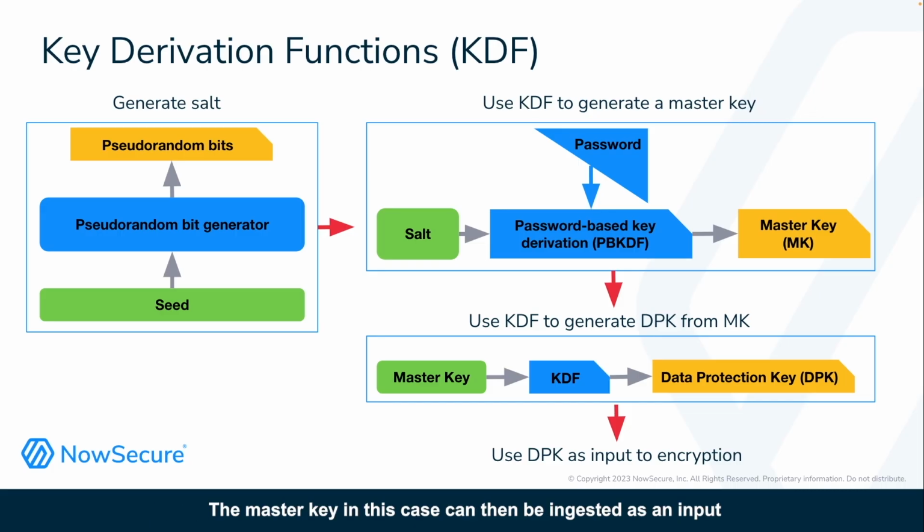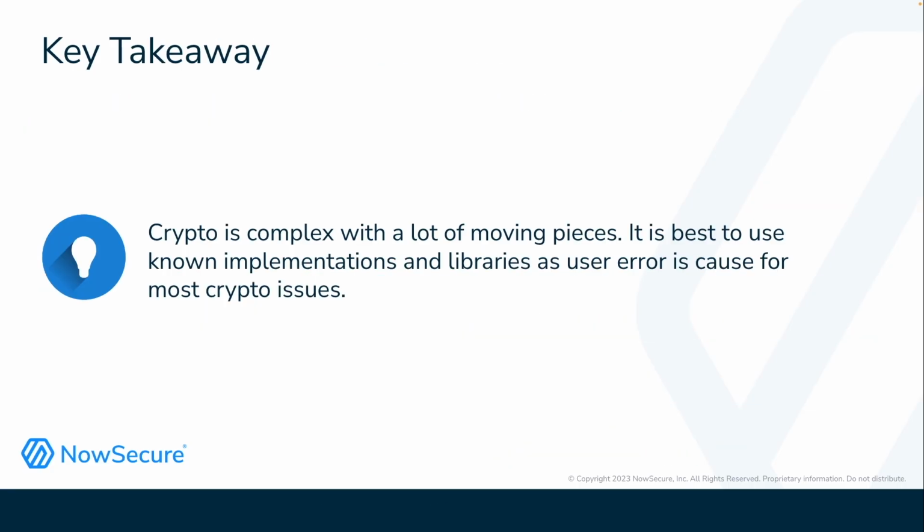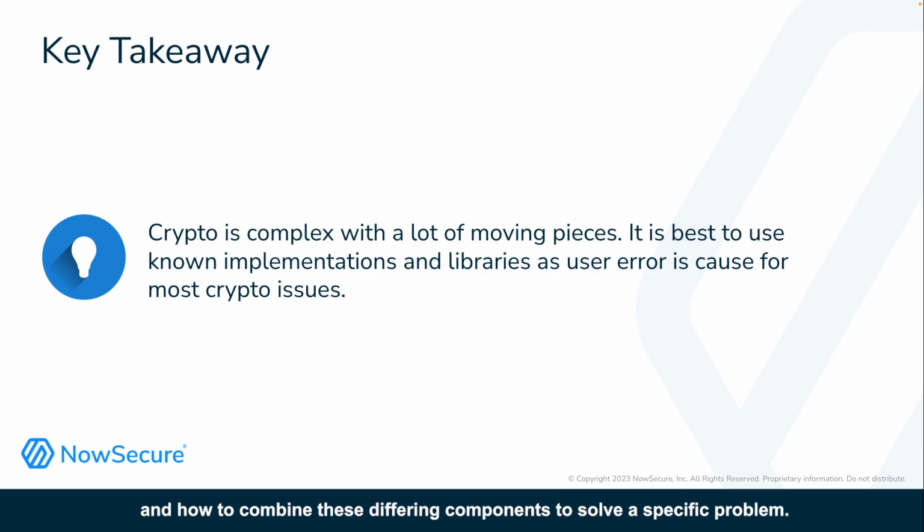The master key in this case can then be ingested as an input to another key derivation function to produce a data protection key. This data protection key can then be used as an input to encryption. In summary, hashing functions, MAC, and digital signatures can be combined to form more intricate solutions to complex problems. The key takeaway is that cryptography has many moving parts and lots of different building blocks. It's on us to know which component to use for each use case and how to combine these differing components to solve a specific problem.